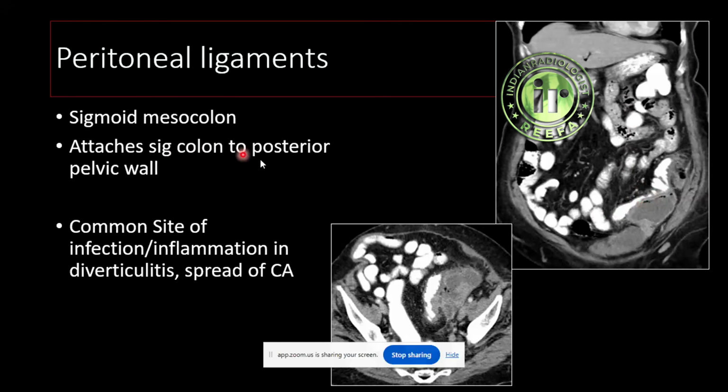This suspends the sigmoid colon to the posterior pelvic wall, like that there, and it is a common site of affection in diseases of the sigmoid colon, whether it is an infective process such as diverticulitis or it is sigmoid colon carcinomas. So this is an example with a patient who's got a diverticular abscess, and you can see how that abscess is localized to the region of the sigmoid mesocolon and not spreading across the peritoneal cavity.